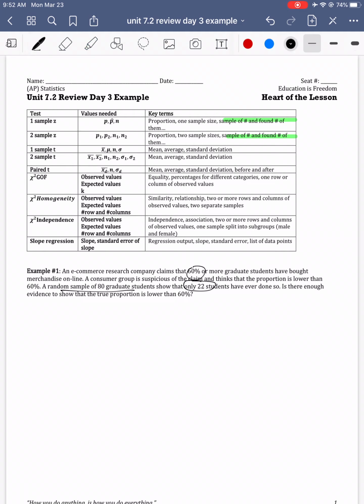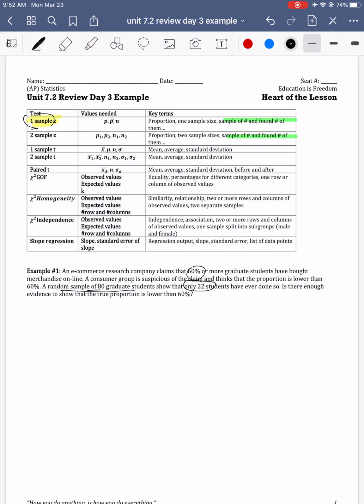So we need to figure out, are we looking at a 1 sample Z or a 2 sample Z? Well, I only see here that they took a random sample of 80 grad students. So I don't see anywhere in the problem where they say they took another sample of 100 grad students or 50 or anything like that. So this is going to be a 1 sample Z test.